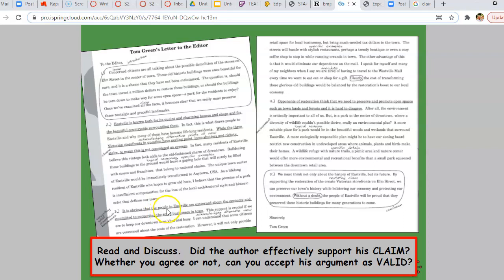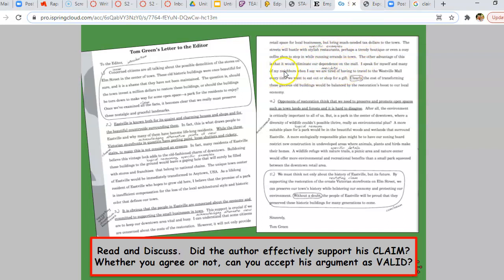It's obvious that the people in Eastville are concerned about the economy and committed to supporting small businesses in town. This support is crucial if we are to keep our downtown areas vital and busy. I can understand that some citizens are concerned about the cost of the restoration. However, it will not only provide retail space for local businesses, but bring much needed tax dollars to town. The streets will bustle with stylish restaurants, perhaps a trendy boutique, or even a cozy coffee shop to stop in while running errands in town.